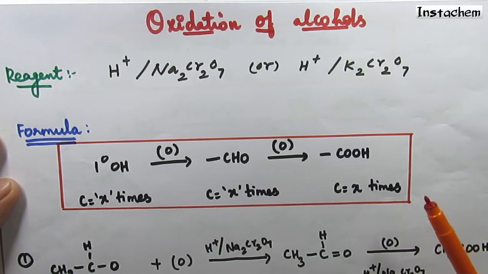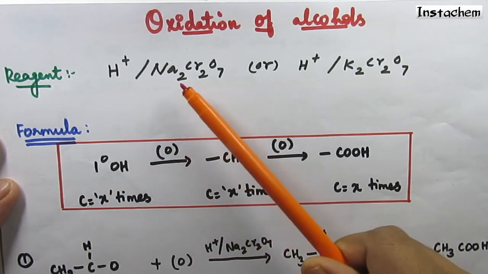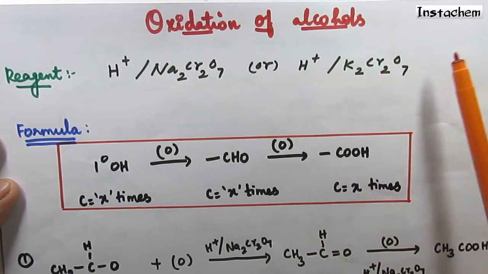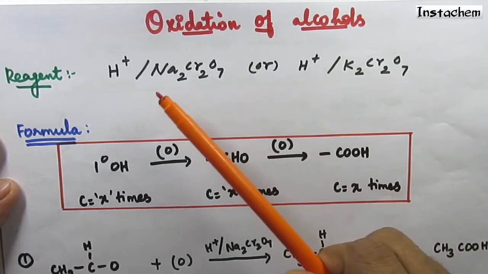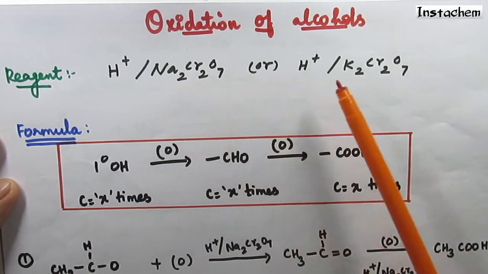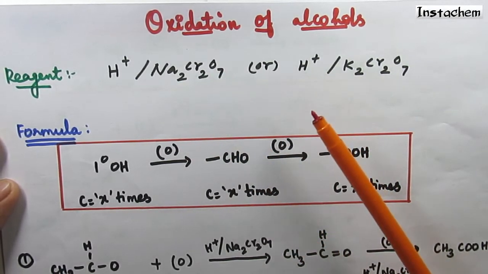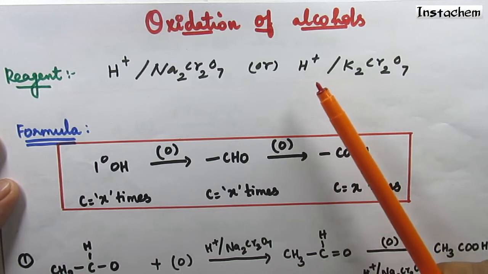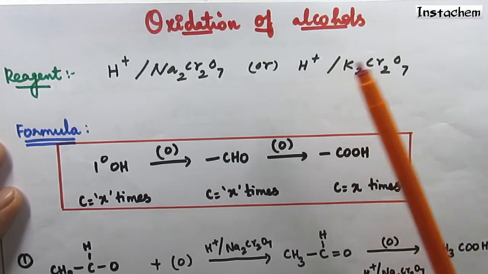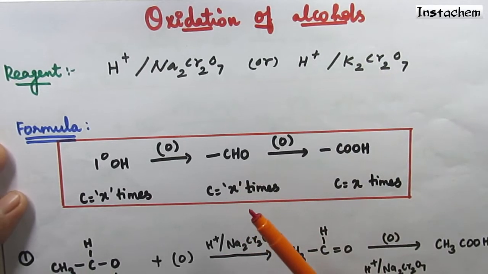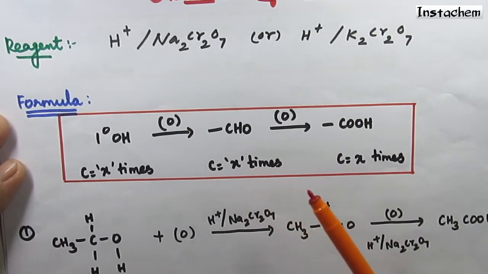We need one strong oxidizing agent in order to oxidize any compound. Let us take sodium dichromate or potassium dichromate, which is present in acid medium. So acidified Na2Cr2O7 or acidified K2Cr2O7 is a very important oxidizing agent. It is a powerful oxidizing agent. It oxidizes many compounds. Now let's see the first one, that is a primary alcohol.